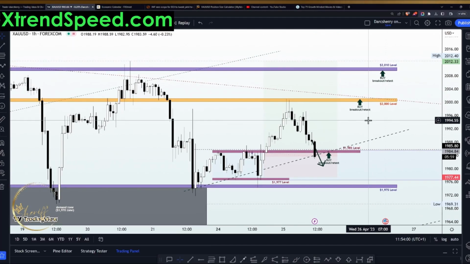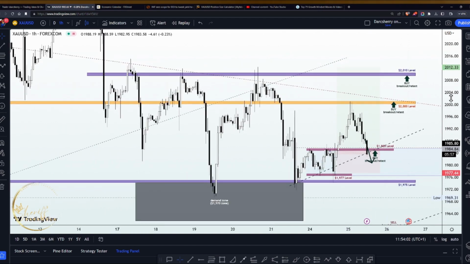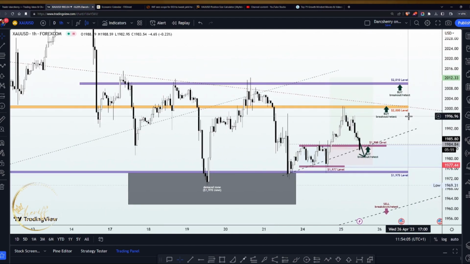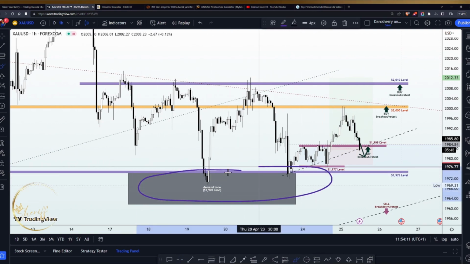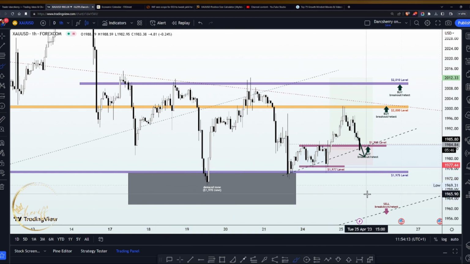All right, so what we saw here yesterday was quite interesting on the XAUUSD, and the fact that price action is sitting on a very strong demand zone at the 1970 1975 area was a sign to look out for buying opportunity in this market.